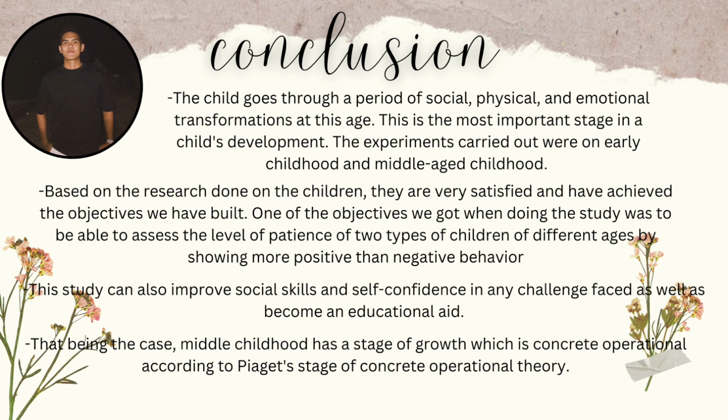Conclusion. The child goes through a period of social, physical and emotional transformation at this age. This is the most important stage in a child's development. The experiments carried out were on early childhood and middle childhood. Based on the research done on the children, they are very satisfied and have achieved the objective we have built.